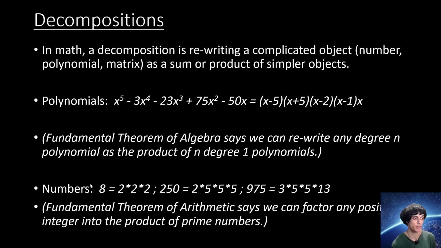There's a similar thing we can do with numbers, positive integers. We can do what's called the prime factorization, where we can factor any positive integer into a unique product of primes. 8 is 2 times 2 times 2. 250 is 2 times 5 times 5 times 5. And we can do this with any number. The fundamental theorem of arithmetic says we can do this with any number. This breaks any number down to its most indivisible building blocks, and those building blocks are the prime numbers.